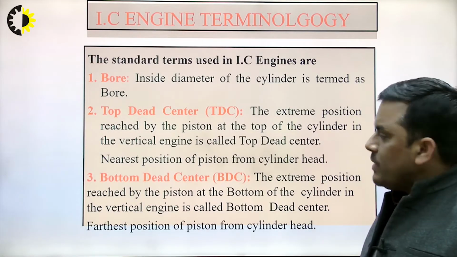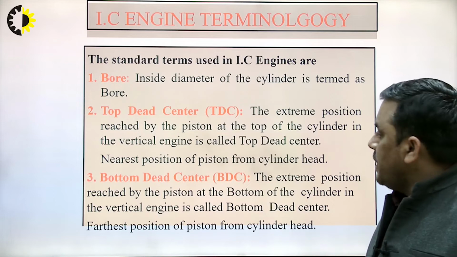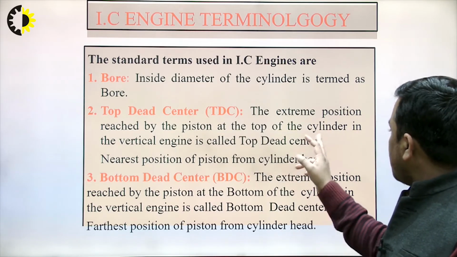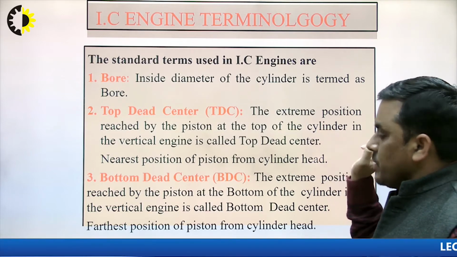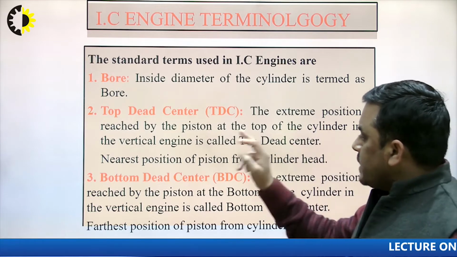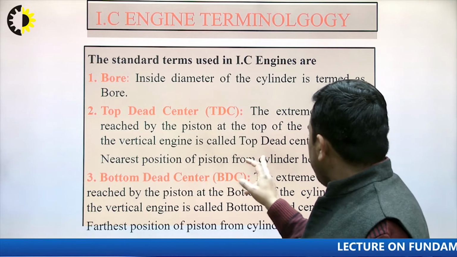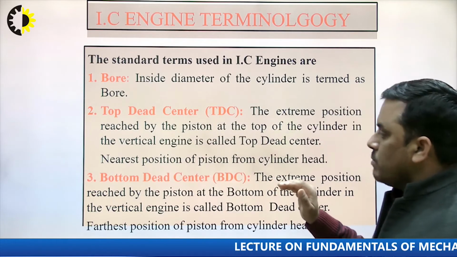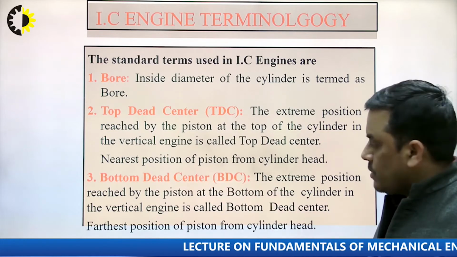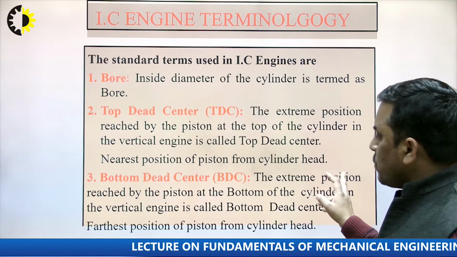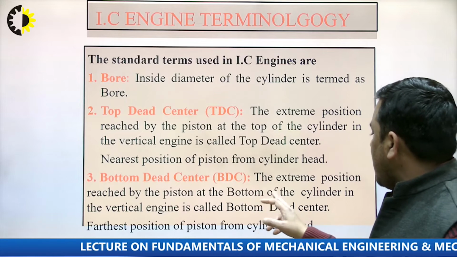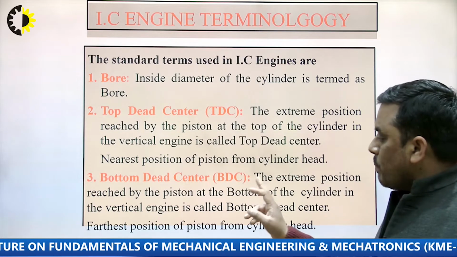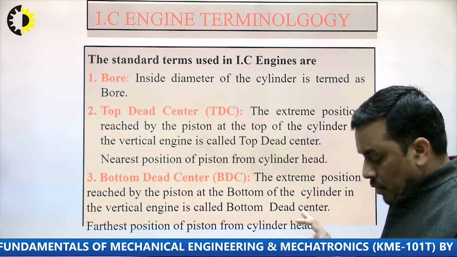Now the second term is top dead center, TDC. The extreme position reached by the piston at the top of the cylinder in a vertical engine, or generally, the nearest position of the piston from the cylinder head. Now the third, the bottom dead center, BDC: the extreme position reached by the piston at the bottom of the cylinder in a vertical engine. It means the farthest position of the piston from the cylinder head.